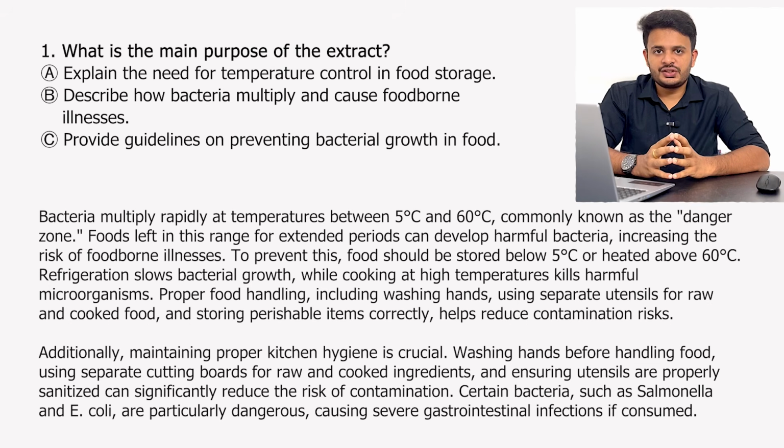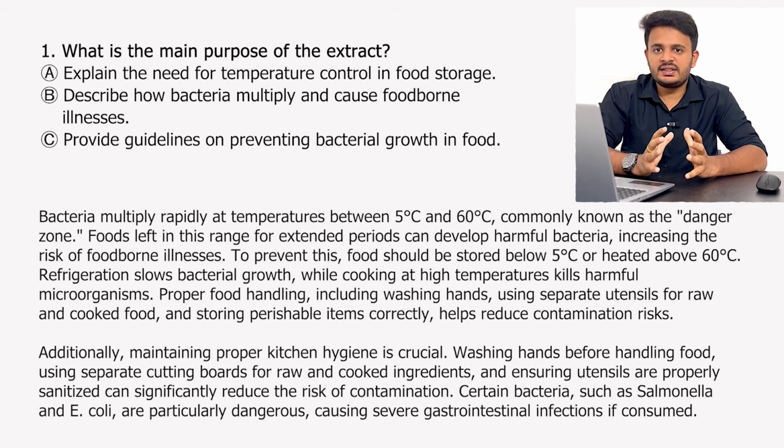Now, let us attempt 3 sample questions and figure out how to answer these questions correctly. Let's start with the first question. Firstly, let us read the entire extract. First sentence, bacteria multiply rapidly at temperature between 5 degrees Celsius and 60 degrees Celsius, commonly known as danger zone. Food left in this range for extended periods can develop harmful bacteria, increasing the risk of foodborne illness.